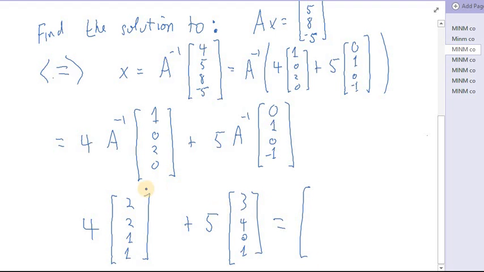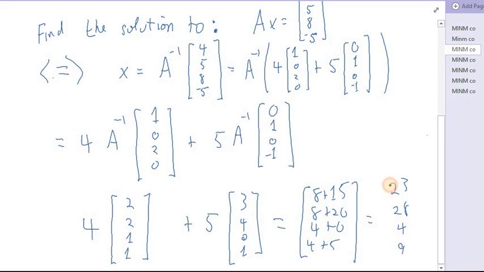Let's do it now. How do you do this? It's going to be 4 times 2 plus 5 times 3. That's 8 plus 15. We'll just do it out like this so we don't make a mistake. 4 times 2, 8, plus 20 is the second one. 4 times 1 is 4 plus 0. And then here we have 4 plus 5, and we get our answer: (23, 28, 4, 9). And that's our final answer right there.